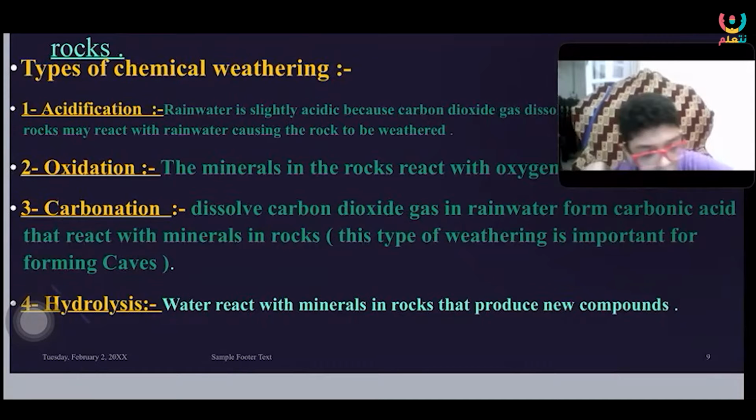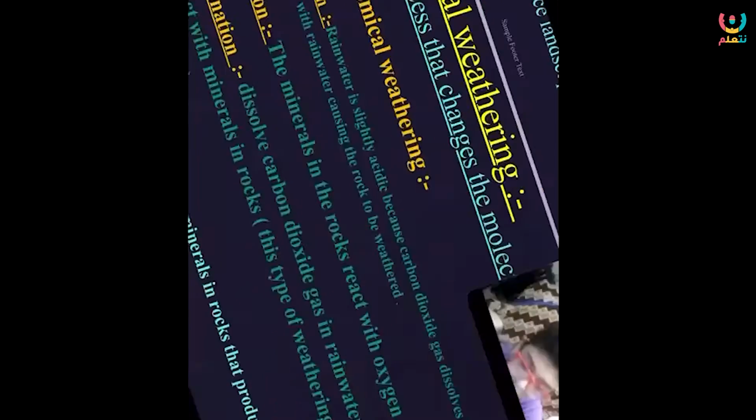Okay, hydrolysis. Hydro means the minerals of rocks react with water. Hydrolysis, or hydration, means reacting with water. So the minerals in rocks react with water and produce a new compound. Is this clear for all? Yes. Okay, thank you.